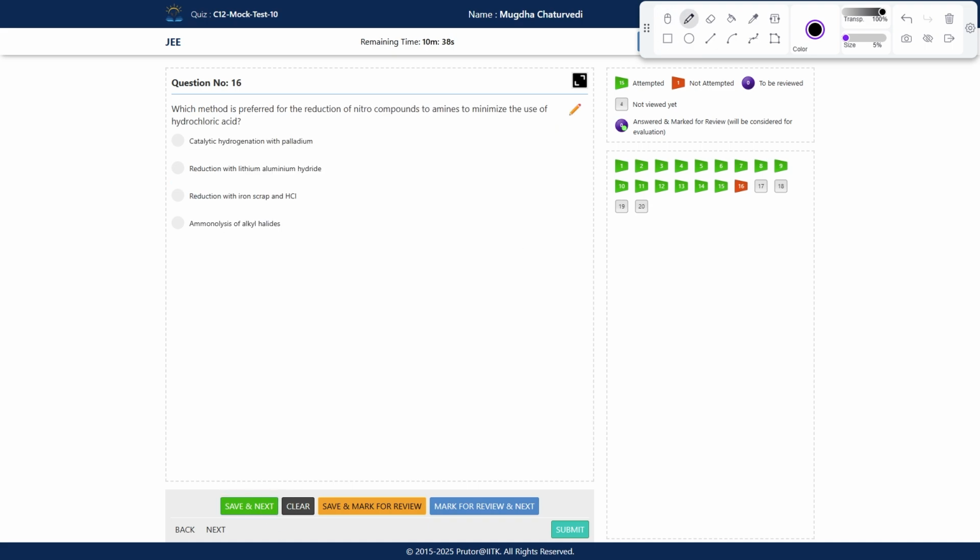Next question, it is saying which is the preferred method for the reduction of nitro compounds to amines to minimize the use of hydrochloric acid. Now this method is also an industrial preference. So if I talk about reduction of nitro compounds to amines, what we are going to use? We are going to use iron scrap and HCl. So if you'll see, we are going to do it with iron scrap and HCl.